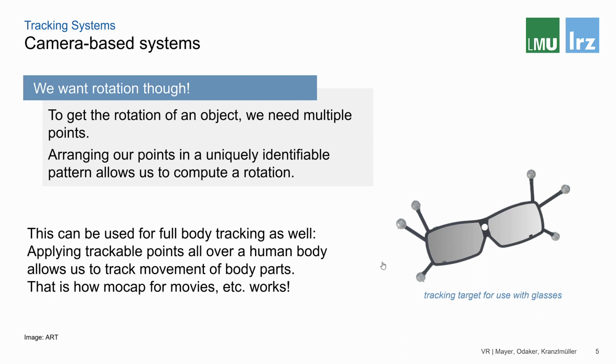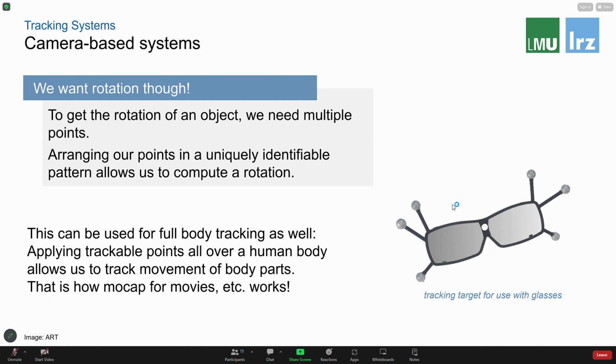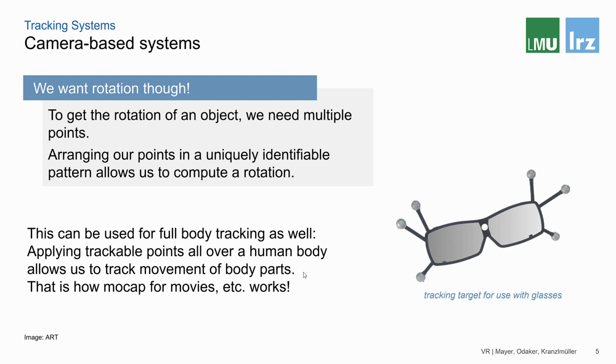So with a target that has multiple spheres in a certain unique arrangement, we can then do positional tracking, which gives us the position for each sphere and therefore the position for the entire target. And we can do rotational tracking, giving us a full 6 degrees of freedom. And that is exactly what we want. And the same thing is also applicable for full body tracking.